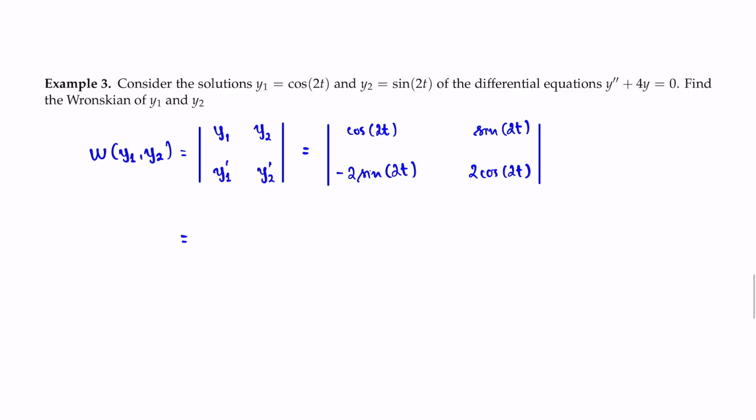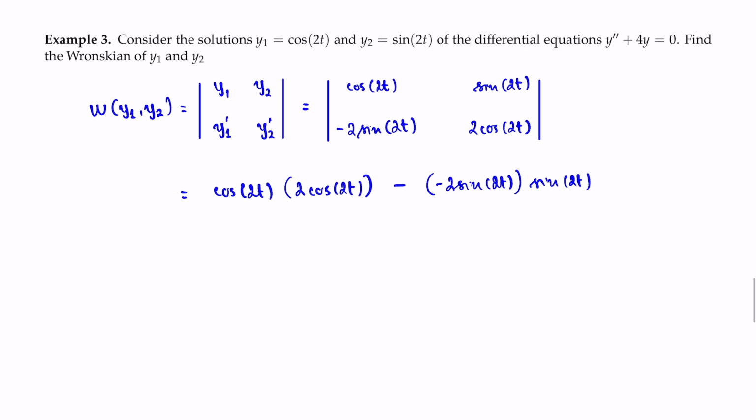And you're going to use the 2 by 2 determinant to calculate this Wronskian, so that could be cosine of 2t times 2 times cosine of 2t minus negative 2 times sine of 2t times sine of 2t. And then you can combine them together. So cosine of 2t times cosine of 2t, you get cosine square of 2t, or this is 2 times cosine square of 2t. And sine of 2t times sine of 2t, you get sine square of 2t. And also you have negative here and negative here combined together, you get a positive term. So added with 2 times sine square of 2t.